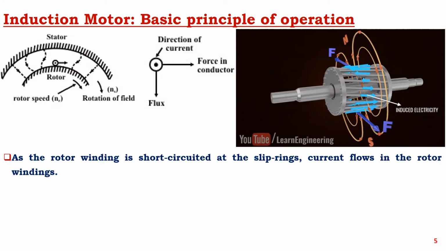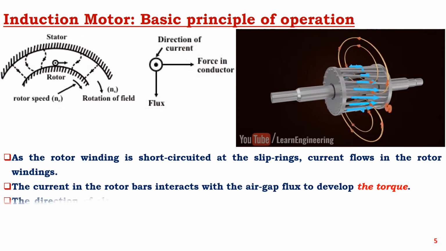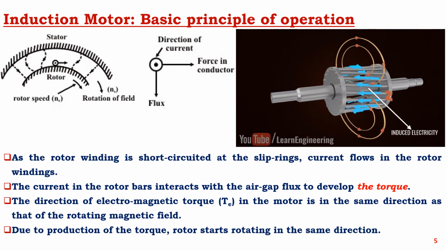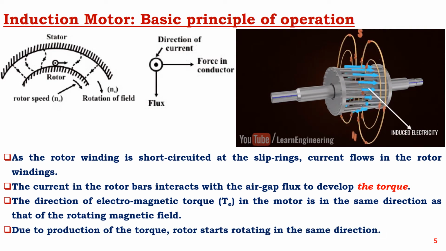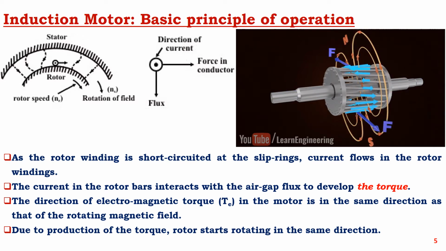As the rotor winding is short circuited at the slip rings, the current flows in the rotor winding. The current in the rotor bars interacts with the air gap flux to develop the torque. The direction of the electromagnetic torque in the motor is in the same direction as that of the rotating magnetic field. Due to production of the torque, rotor starts rotating in the same direction.